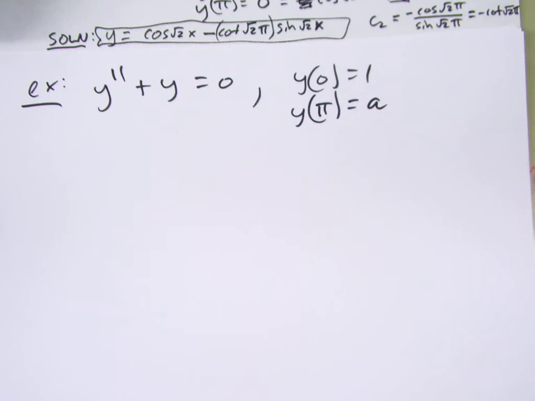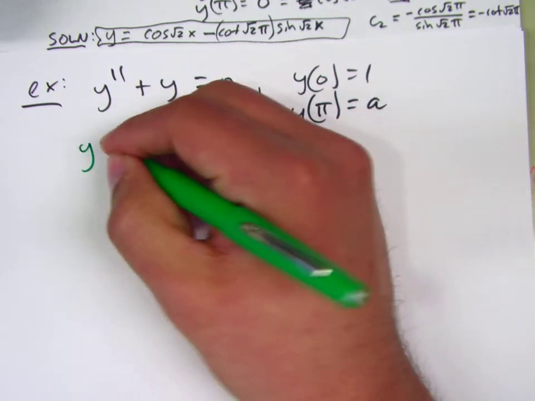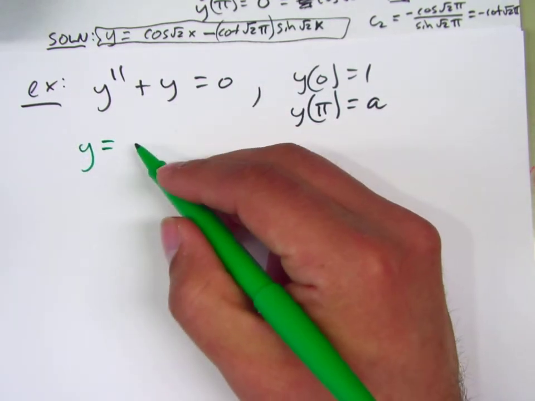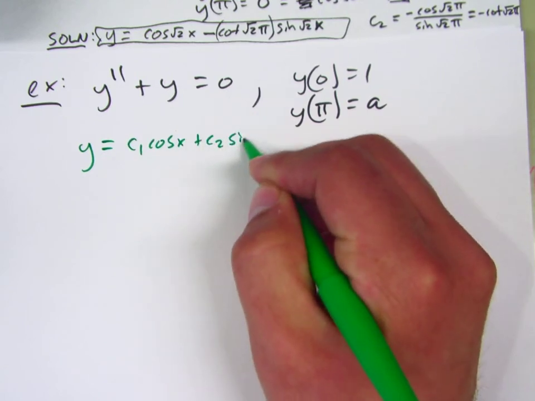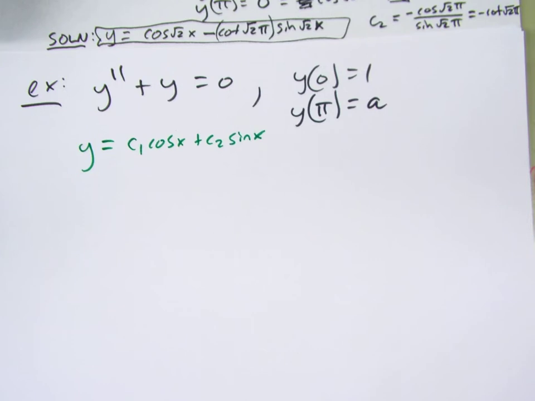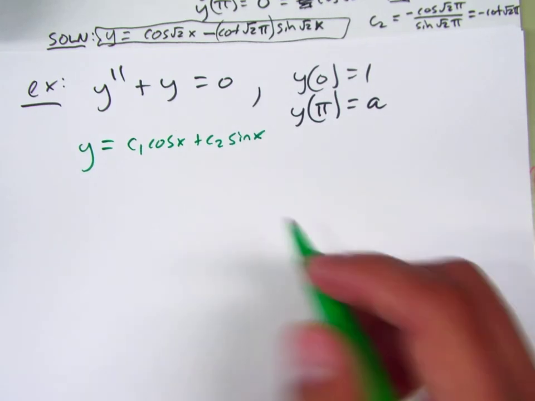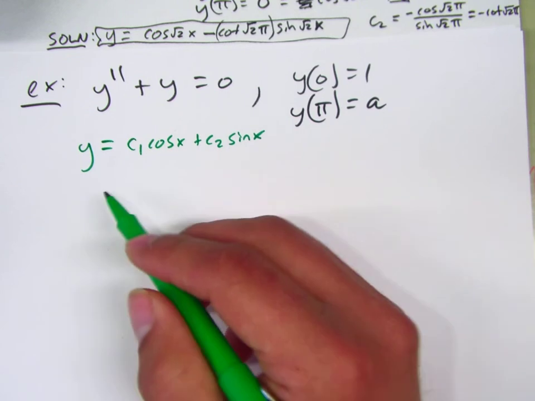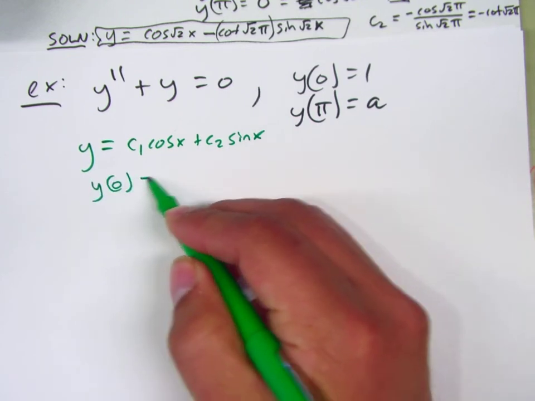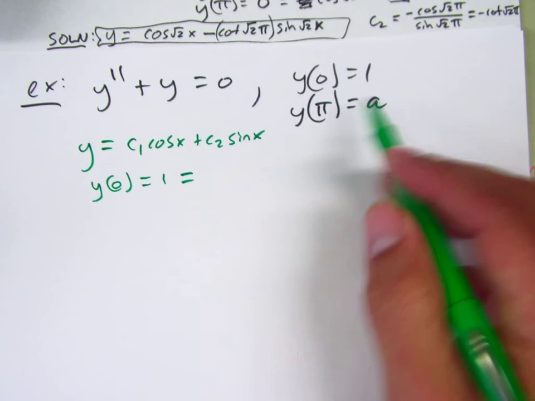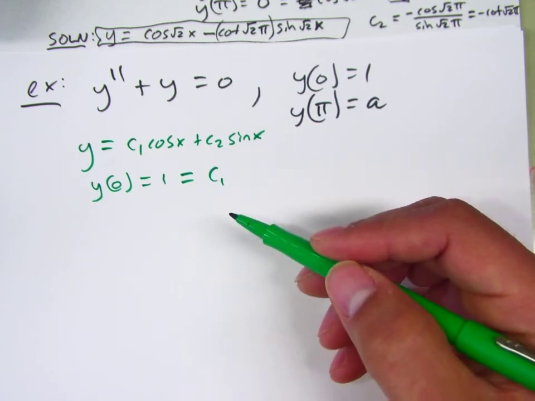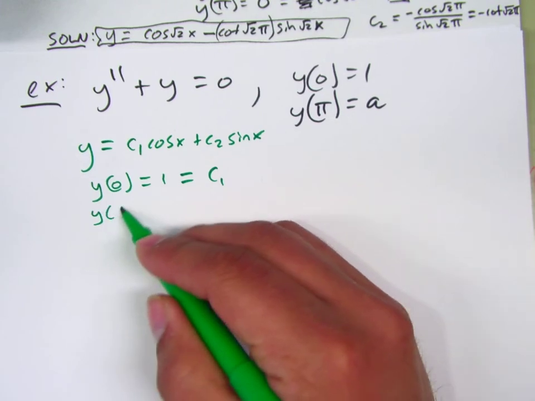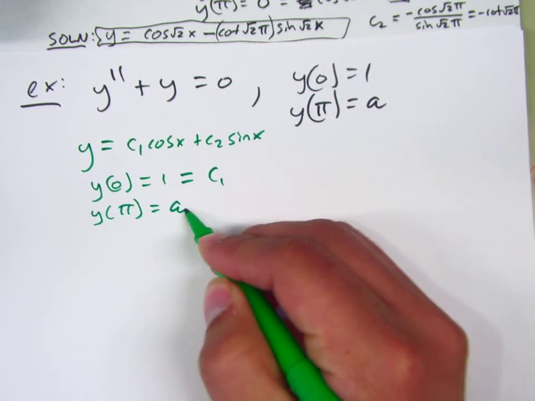All right, let me start going through. What's the general solution? y equals C1 cosine x plus C2 sine x. Starting to remember, huh? Okay, so plug in the conditions. y of 0 equals 1. That means C1 has to be 1, right? Now I plug in pi. That has to be a.